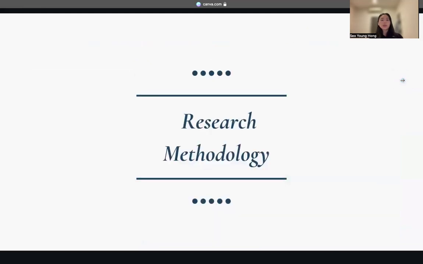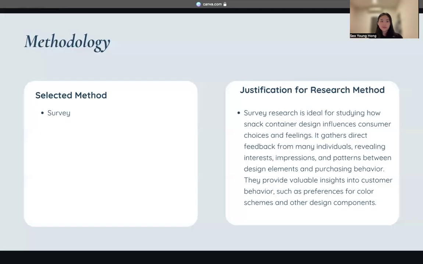Next one, research methodology. The method that I selected is a survey. Why did I use a survey? Because survey research is ideal for studying how snack container design influences consumer choice and feeling. It gathers direct feedback from many individuals, revealing their impressions and the pattern between design and their purchasing behavior.